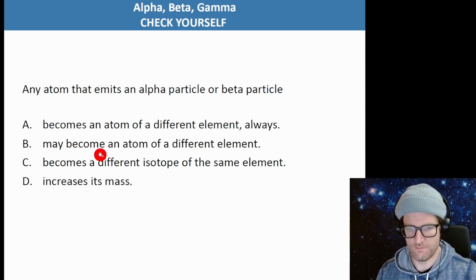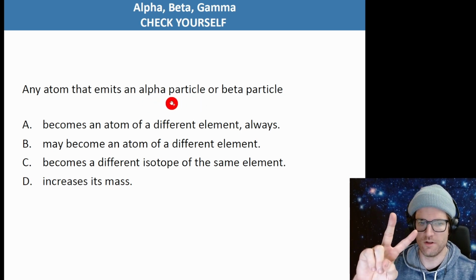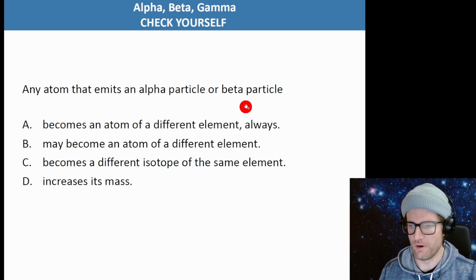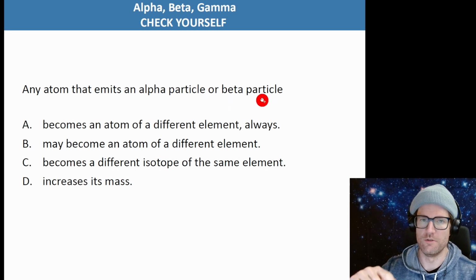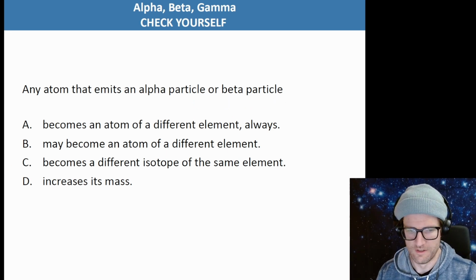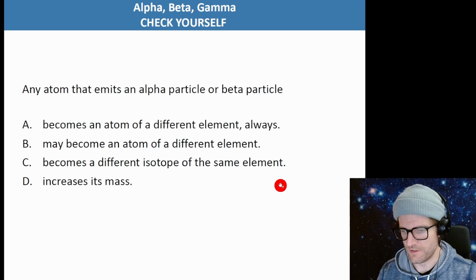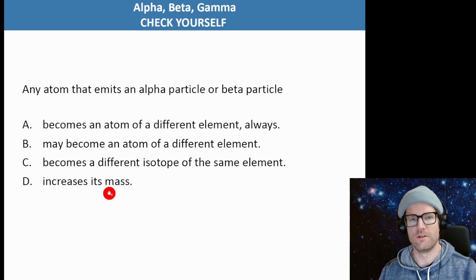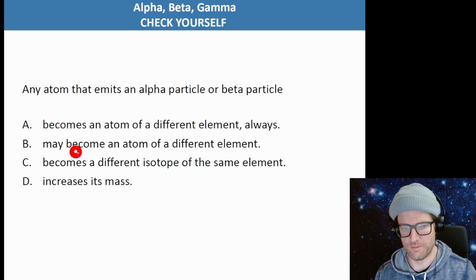That sounds good. It may become an atom of a different element. It's because it's losing an alpha particle, you lose 2 protons, so it becomes different. For a beta particle, it converts a neutron to a proton, so it's got to be different. Becomes a different isotope of the same element? Oh no, because it's changing the proton number. Increases in mass? It's going to be decreasing in mass, probably.